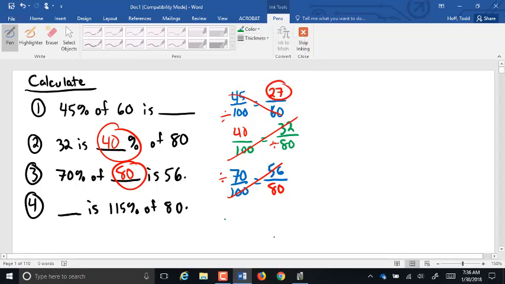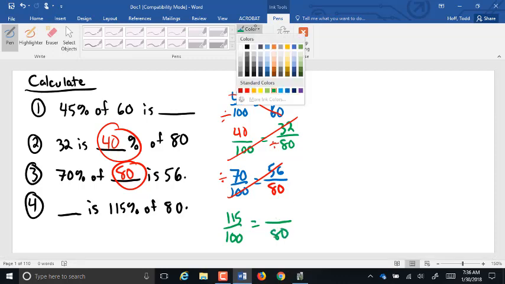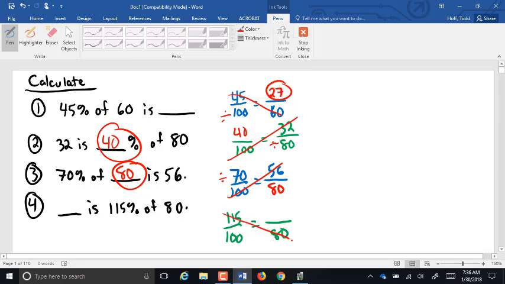And finally, number four, 115% is 115 over 100. Does the 80 go on top or bottom? On bottom. So now we cross, multiply, and divide. 115 times 80 divided by 100 is 92.